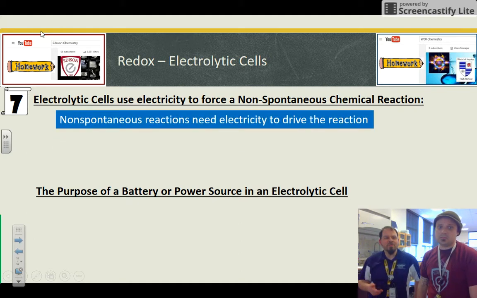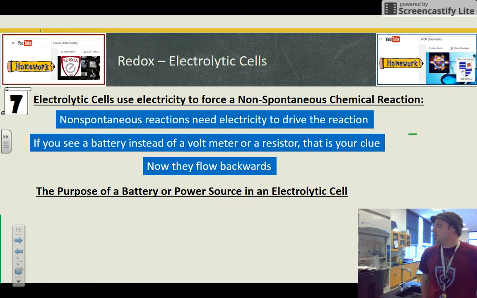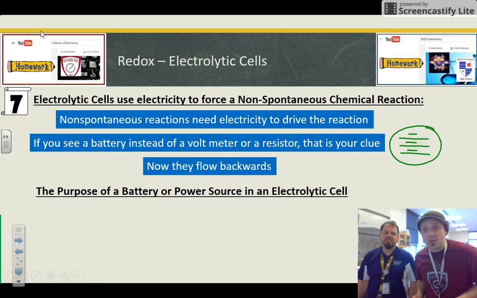On to the notes. Electrolytic cells, specifically non-spontaneous reactions that need electricity to go. If you see a battery, that's a giveaway. That's that again. Before I didn't show the symbol. Can I do that real quick? Oh, for a battery? Yeah. Sometimes you'll see this. Long, short, long, short, long, short. If you see that where the voltmeter normally would be, that means it's a battery source. That is a power symbol source for battery.